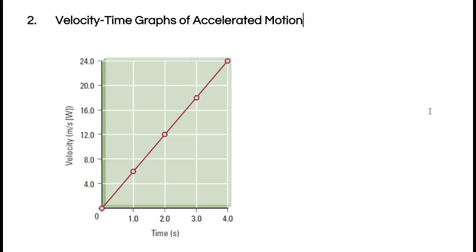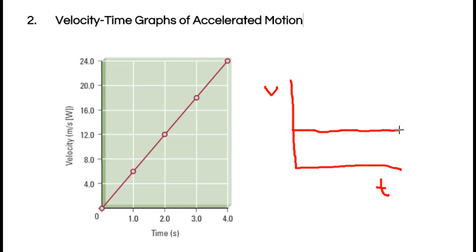Okay, so moving on, now we're going to take a look at what a VT graph of accelerated motion looks like. But let me first start by reminding you what a VT graph of uniform motion or constant velocity looks like. So our position time graph would usually give us a VT graph that would look something like this. Let me just try to sketch this out for you. It would look something like this.